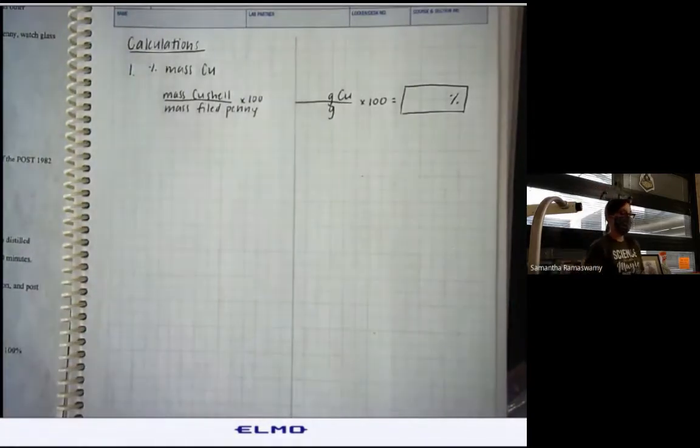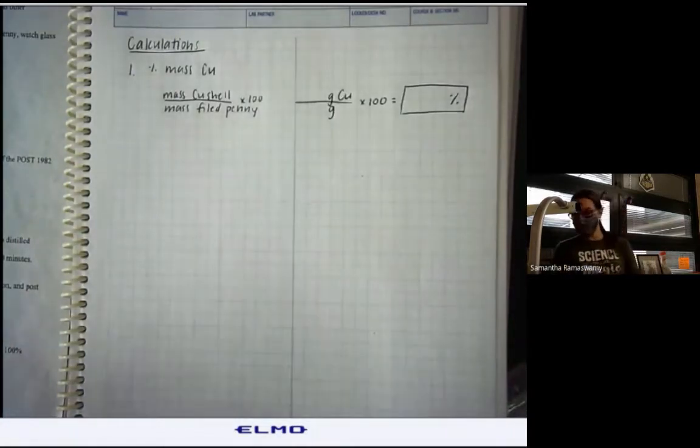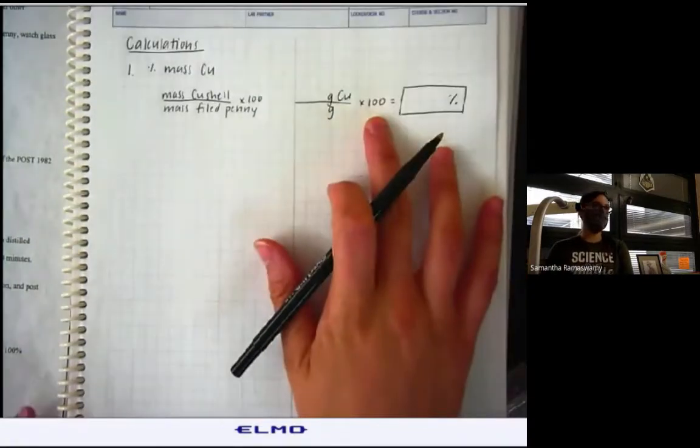Most people's copper shells were anywhere from like 0.04 to 0.08 grams divided by the mass of the filed penny, which for most people was something like 2 grams maybe. It's going to be a pretty small percent. Just don't forget to multiply by 100 though to make it a percent.